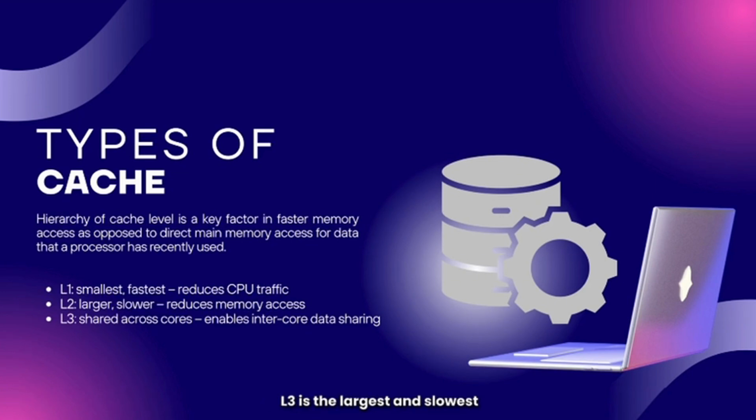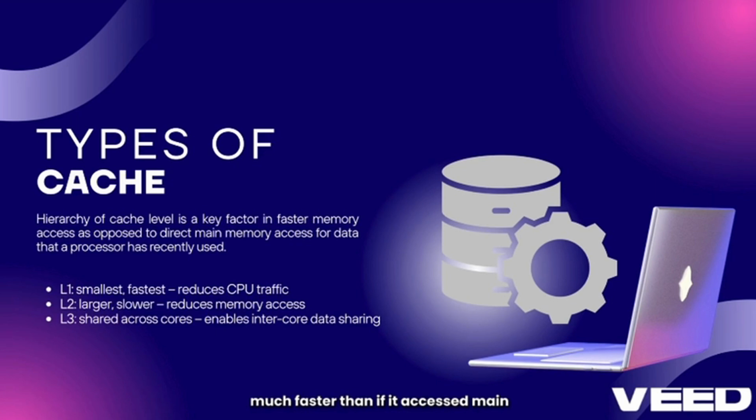L3 is the largest and slowest, shared by all CPU cores. It plays an important role in enabling intercore communication and data sharing. This setup allows the system to access frequently used data much faster than if it accessed main memory directly.